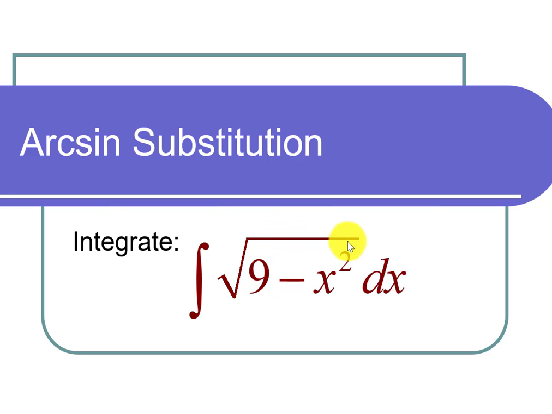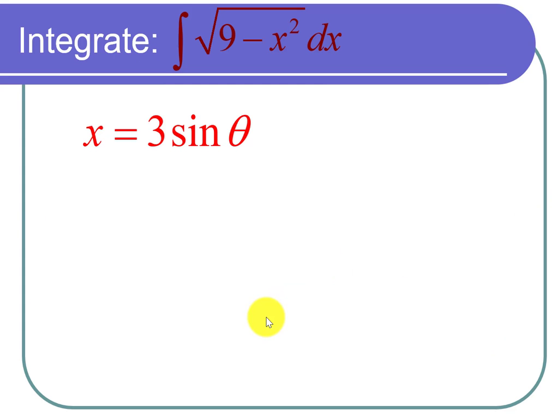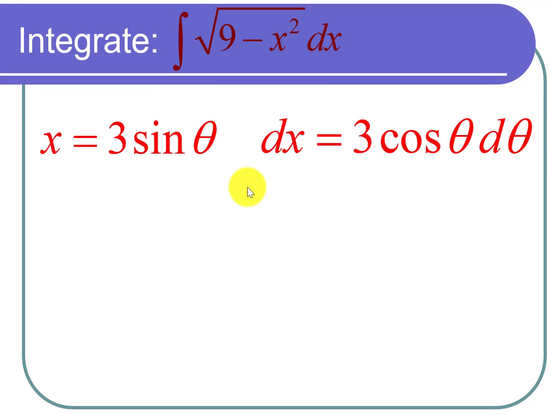So what we want to do is somehow merge the 9 minus x squared so we can make it a square of something. So the trick is the following. If we let x equal 3 sine of theta, then dx is the derivative of 3 sine of theta, and that's 3 cosine theta d theta.